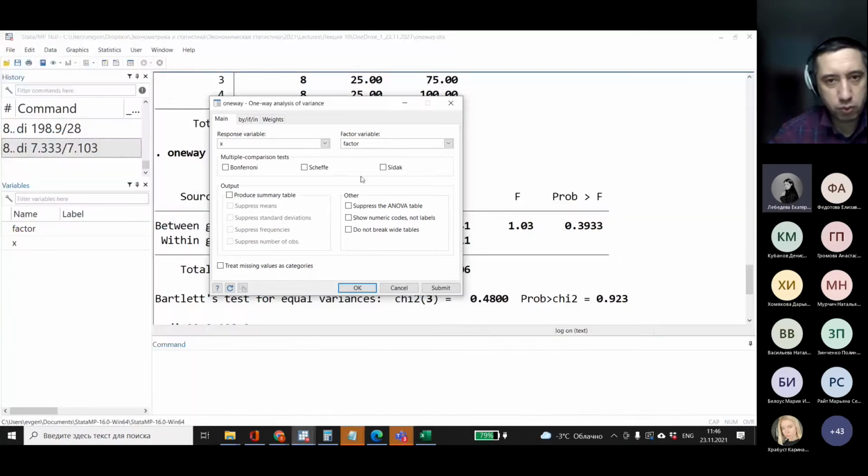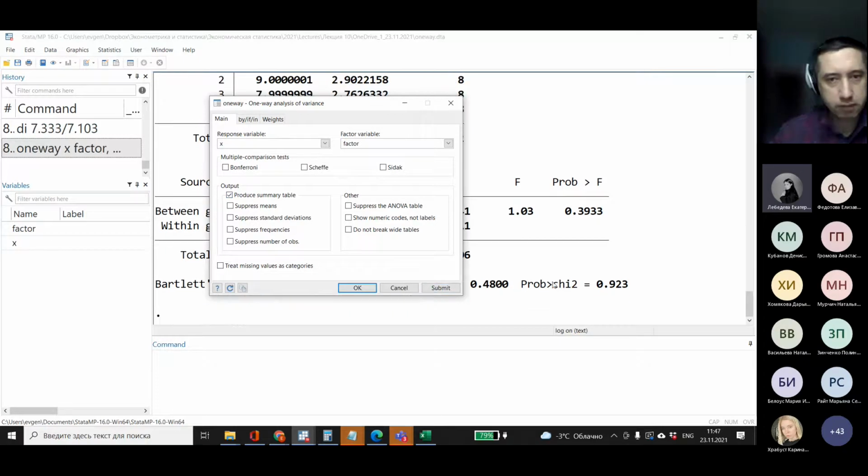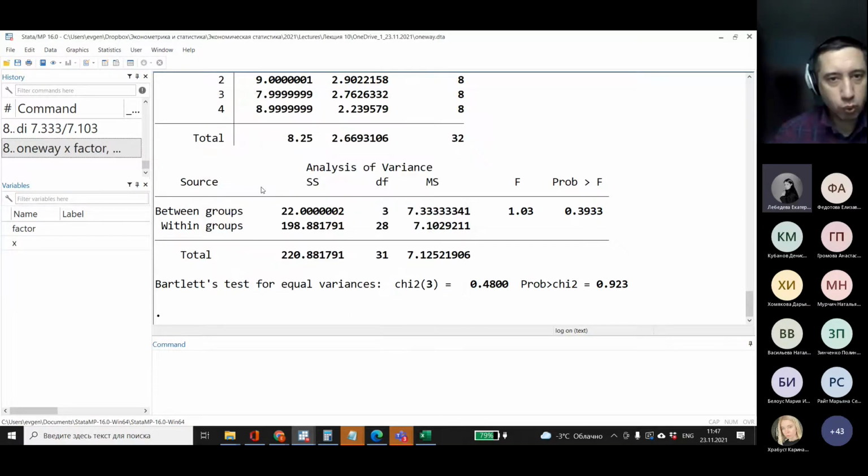Fortunately, here we have some interesting options. Bonferroni, Scheffe, Sidak, produce summary table, suppress the ANOVA table, and so on. Let's discuss all of them. We can first enable produce summary table and click submit. What is the difference now?